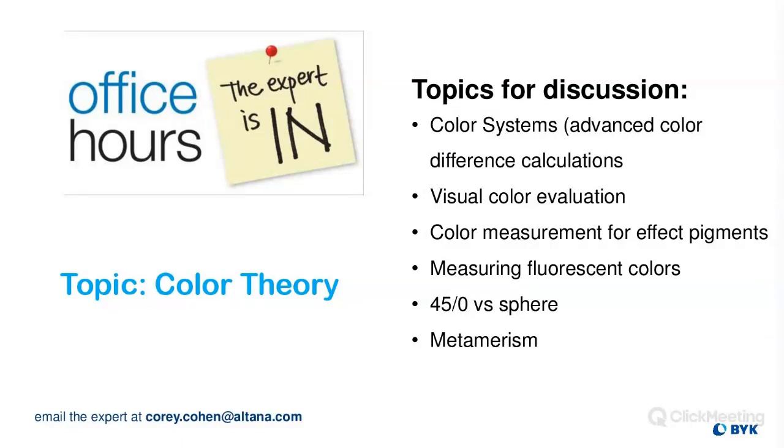I should back up a second to explain that. Gloss makes us see color differently. Typically glossier surfaces appear darker and more chromatic to our eye, even when the pigmentation is exactly the same. So when you're selecting a 45-0 or a sphere instrument, you're selecting whether you want to measure the color as we're seeing it, where the gloss or the texture will influence how we see the color, or the sphere, where we're only measuring the pigmentation and we don't care how the surface is affecting our color vision.